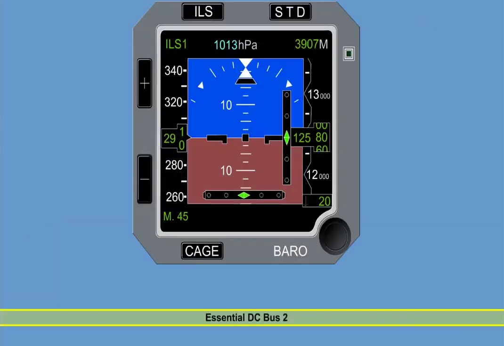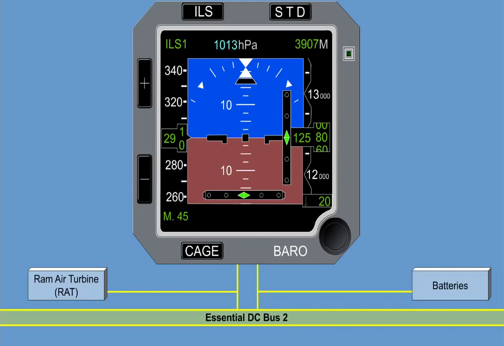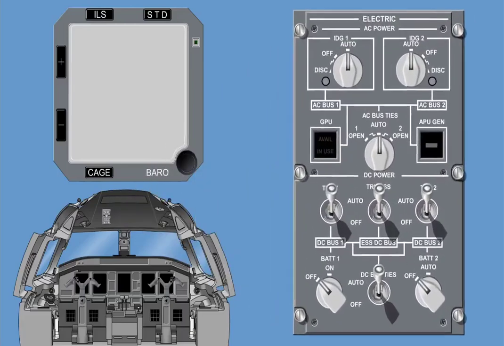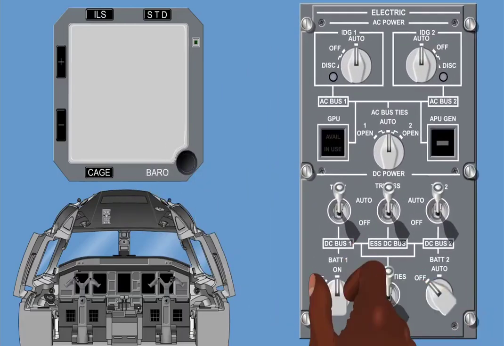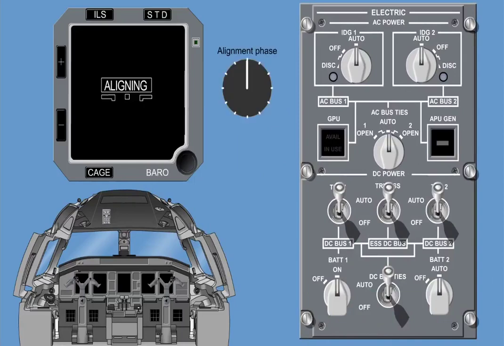The IESS relies on 28-volt DC power provided by the essential DC bus 2. In case of an electrical emergency, it will continue to operate powered by the ram air turbine or by the batteries through the essential DC bus 2. The system is powered as soon as battery 1 is switched to on and battery 2 is switched to auto.